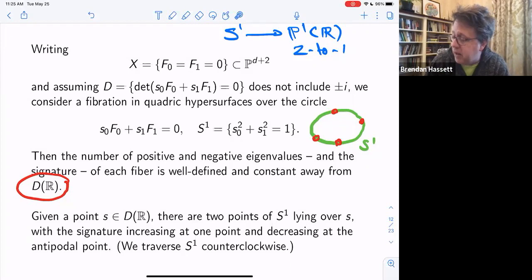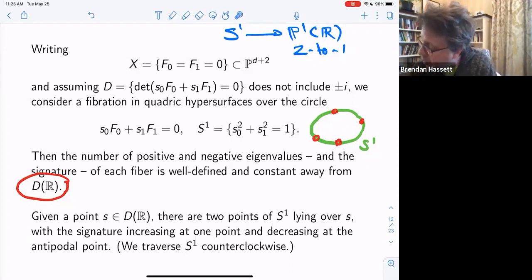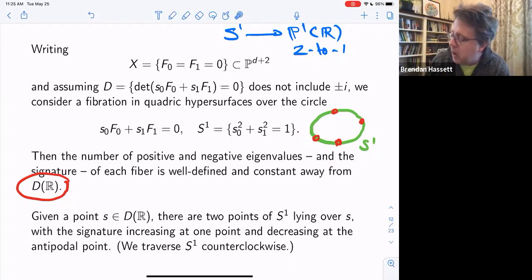Maybe I should do this in a way that makes clear the antipodal structure. I didn't draw this quite correctly, but let's say that these two are antipodal elements and these two are antipodal elements. For the antipodal pairs of points lying over some point in the discriminant, the signature increases at one and decreases at the other. We keep track of what happens to the signatures as we go around. Maybe in this diagram we might have signatures like this.